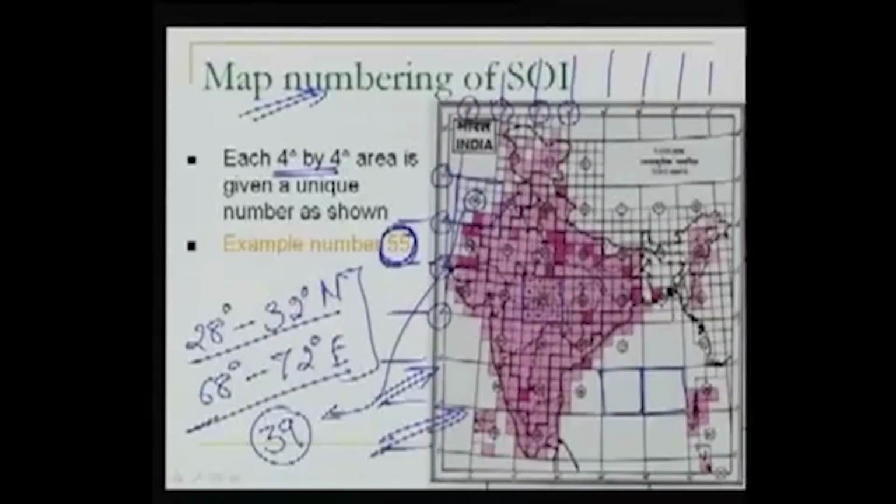We have already seen in our previous drawing, well, where is my area of interest? My area of interest lies within this block, and we are saying that the 4 degree by 4 degree block is having a number 55. Now my area is within that.